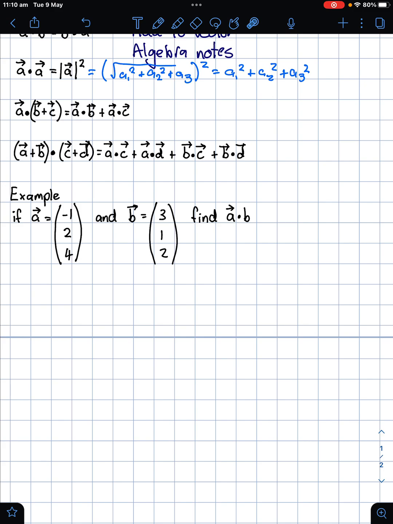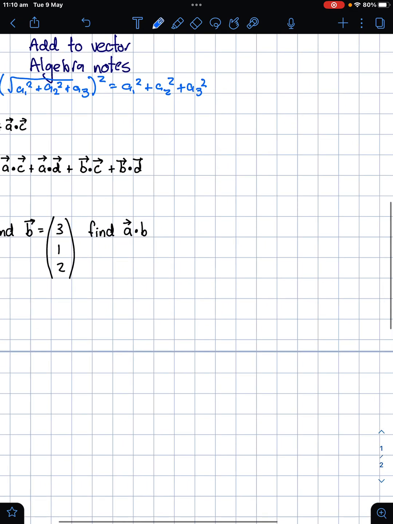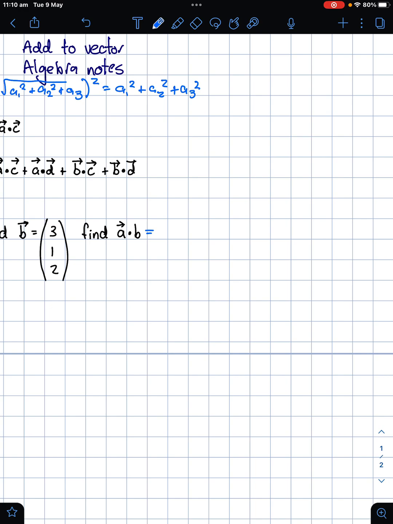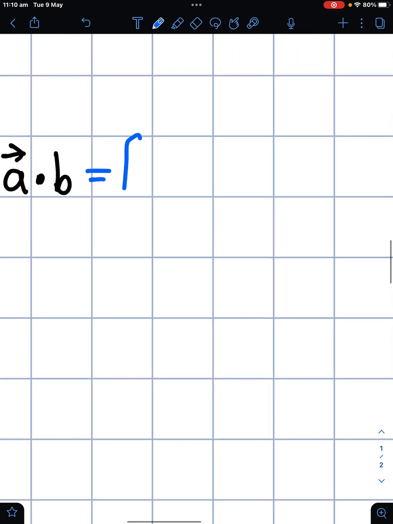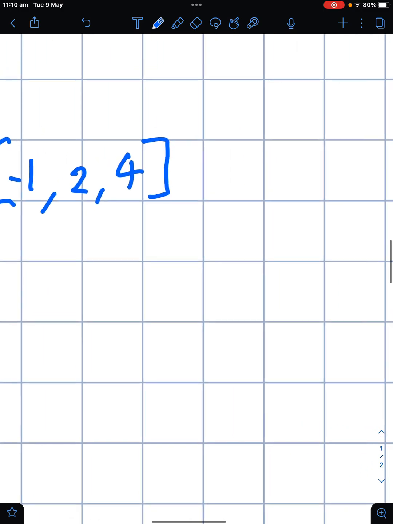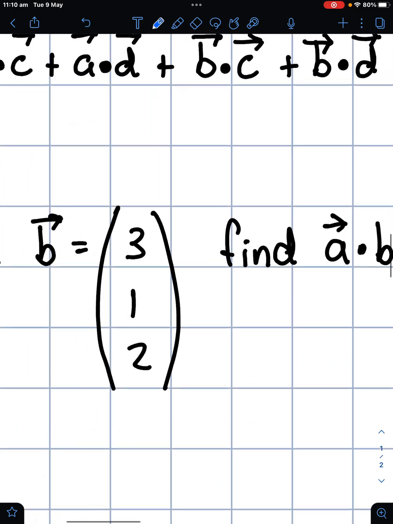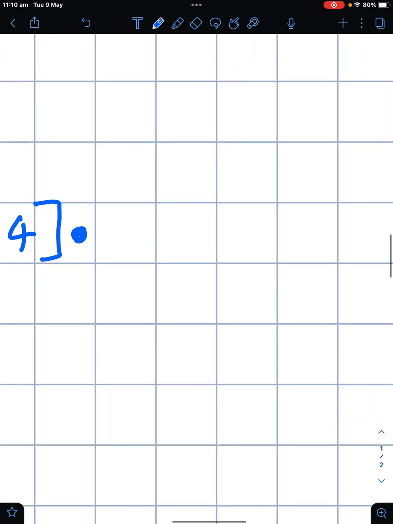We've got one example in this section. If a equals (-1, 2, 4) and b equals (3, 1, 2), find the dot product. I'm going to write it out in the notation we should be trying to use, which is the column vector -1, 2, 4 and the column vector 3, 1, 2.